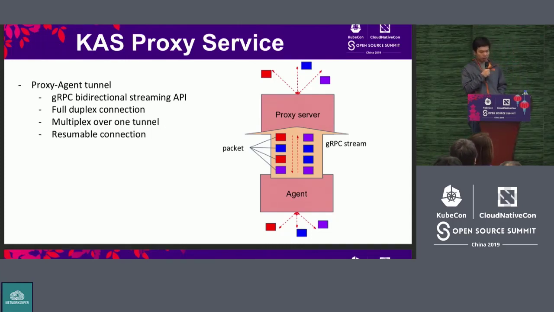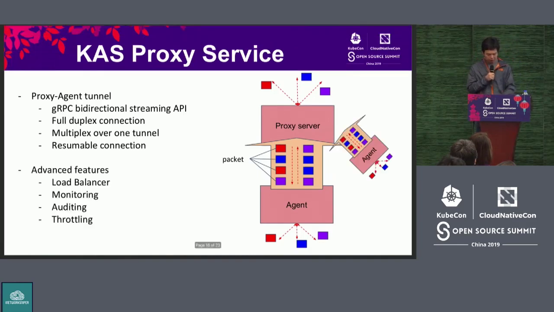With this implementation, we could have support for resumable connections. What it means is that if the gRPC stream gets reset, the connection is dead, as long as the agent can connect back to the proxy server, all the connections will still be alive. With an HTTP tunnel, you can't do that. If the tunnel is dead, all the connections are reset.